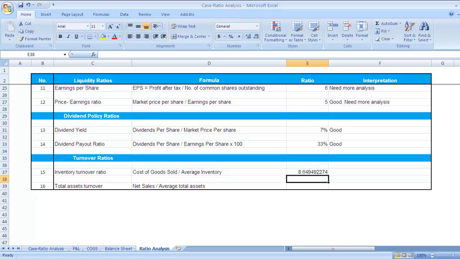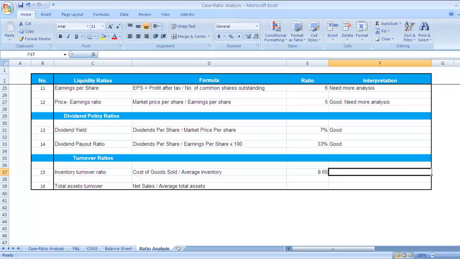So 8.64. Okay, we'll put it in 2 decimals. So 8.65 times inventory turnover ratio, which I would say is good. So this company is turning its inventory of finished goods into sales 8.65 times in a year.